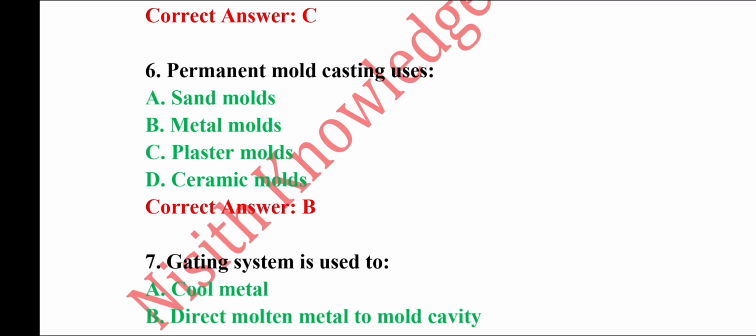So question number 6 is permanent mold casting uses. The options are sand molds, metal molds, plaster molds or ceramic molds. The correct answer is metal molds.